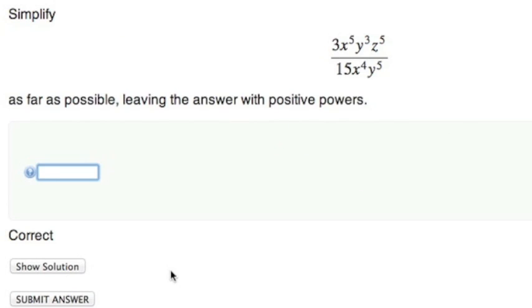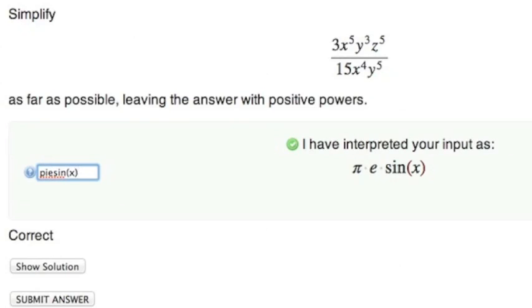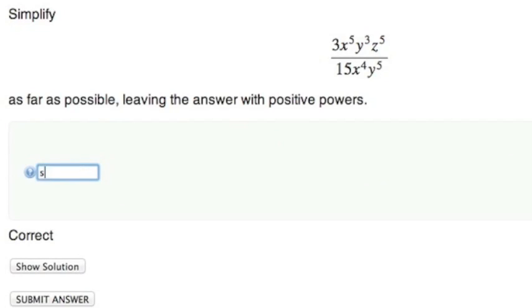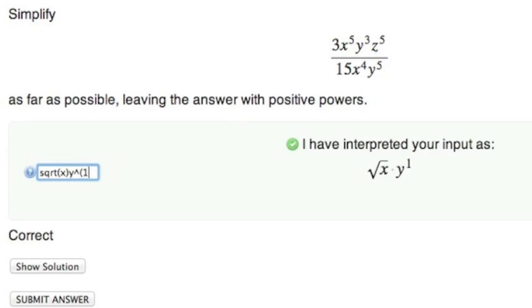Note that there are some special characters that will be interpreted in special ways. Examples include Greek letters such as pi, and the letter e, which is the natural exponential. Trigonometric functions, like sine, cos and tan, can just be written as normal. A square root can be written using sqrt, but other roots must be expressed using fractional powers. For example, the cube root of y would be written as y to the power 1/3. So this expression here means the square root of x times the cube root of y.